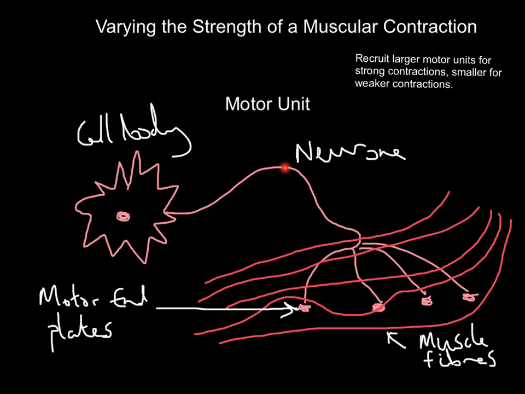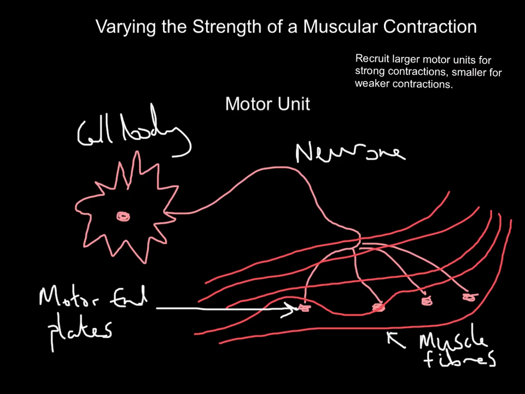But let's say this motor unit only has 10 or 100 muscle fibres attached to it. If I send an impulse down that, I will only contract 10 or 100 muscle fibres. So that would be a weaker contraction because that is a smaller motor unit. So that's one way I can vary the strength of a muscular contraction.